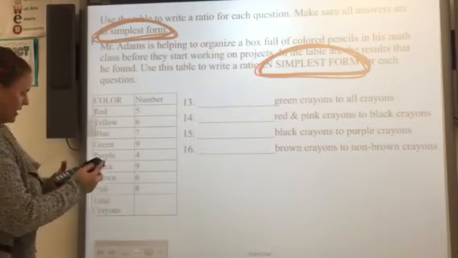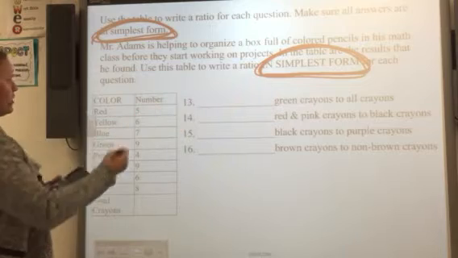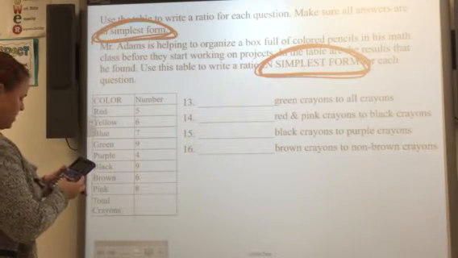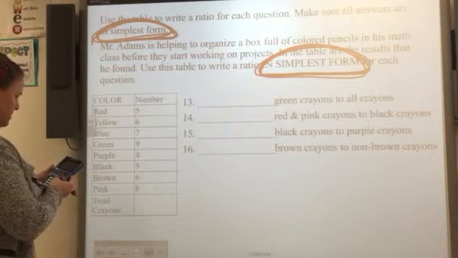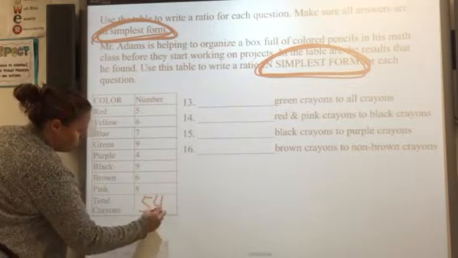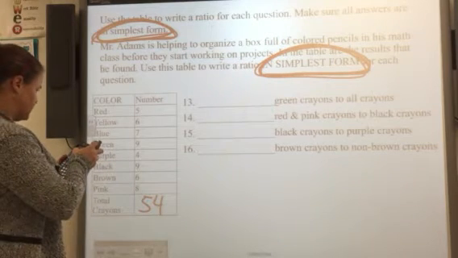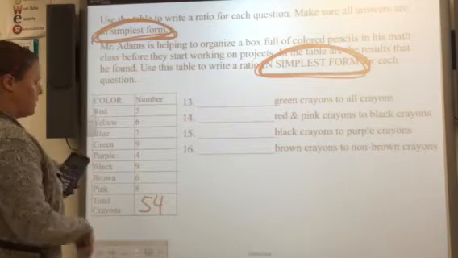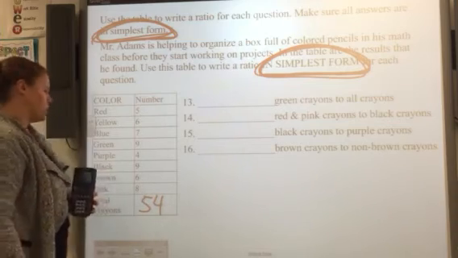All right, so first, before I get started, I'm going to go ahead and find the total number of crayons because I can see all crayons occurring over there. So 5 plus 6 plus 7 plus 9 plus 4 plus 9 plus 6 plus 8 is equal to 54 crayons in total. And I'm going to double check again. 5, 6, 7, 9, 4, 9, 6, 8. Okay, so it's 54.